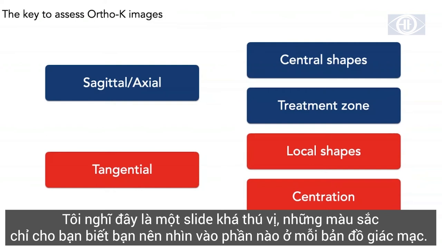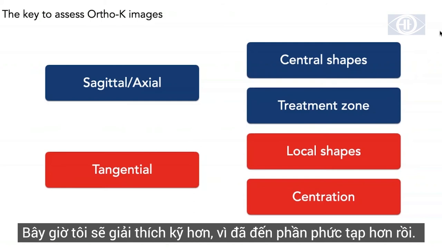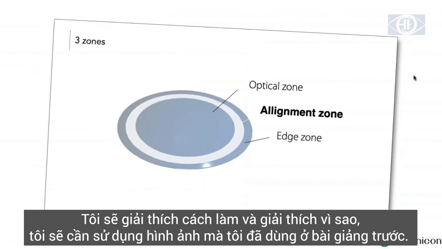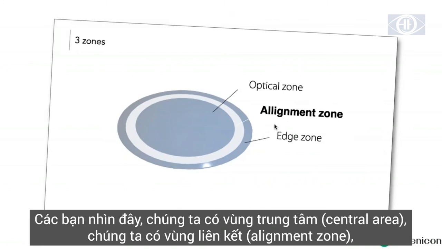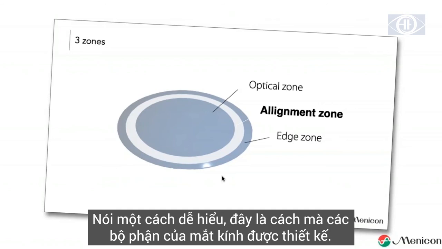Let me explain, and now it becomes a bit more complicated. Let me explain a bit more why we are doing things, and let me pull back this image I showed in my webinar 2 weeks ago. I explained a bit already about the way a lens is built. We have a central area, an alignment zone, and an edge zone. In a very rough way, this is how a lens is designed, these several parts.